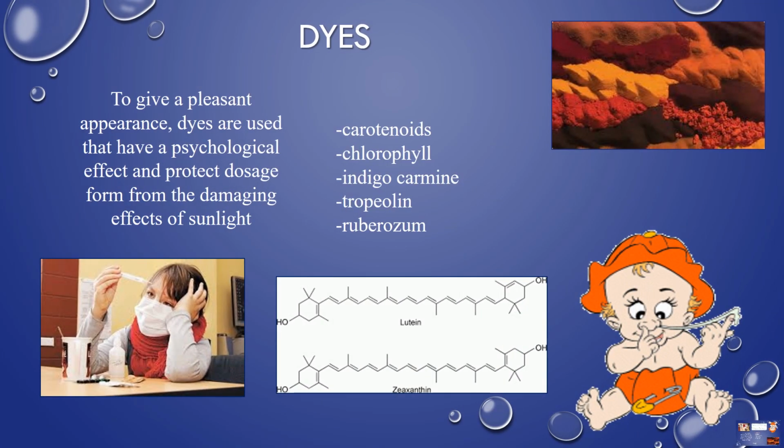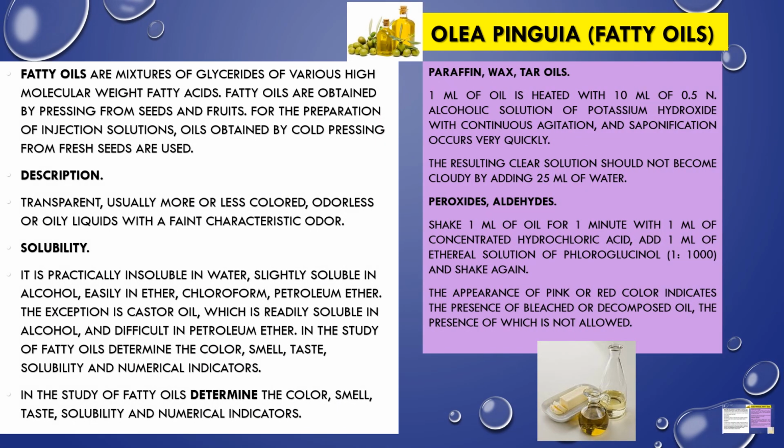It should be noted that the need for special children's dosage forms that take into account the psychophysical characteristics of the child's body as much as possible is recognized by most researchers. As dyes in children's dosage forms are used carotenoids, chlorophyll, indigo carmine, tropiolin, rubrosum, etc. Now briefly consider some of the ingredients that are often used in the manufacture of children's dosage forms.